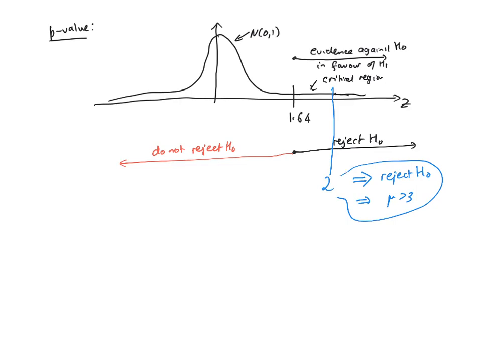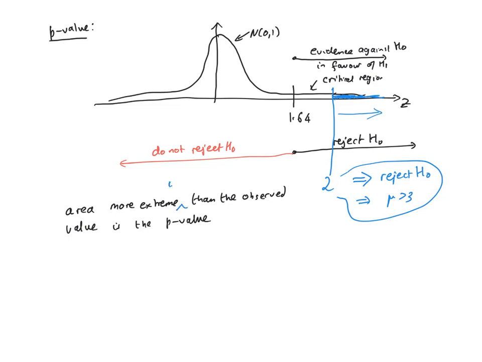The p-value is the area, in this case, to the right of the value of the test statistic that we observe. So the p-value is the shaded area all the way up to infinity. To put it more formally, the area that's more extreme than the observed value is referred to as the p-value. By more extreme, I mean in the direction of the alternative hypothesis, because in this direction we're gaining more evidence in favour of the alternative hypothesis. So I think we should more correctly say the area more extreme in the direction of the alternative hypothesis.